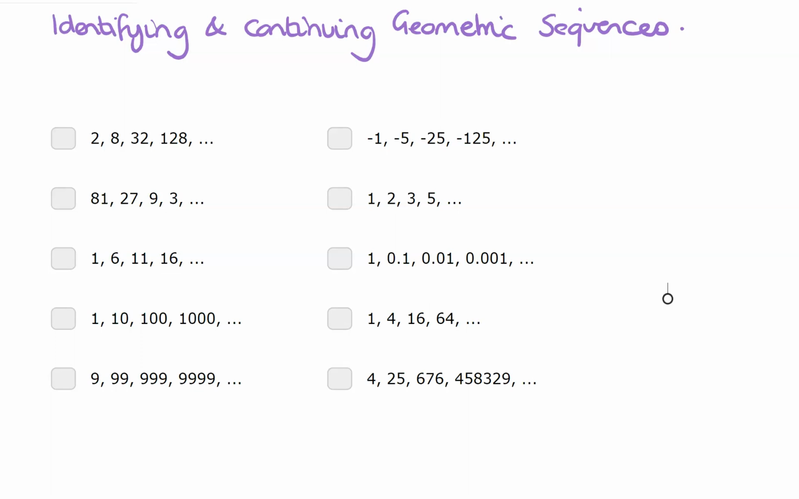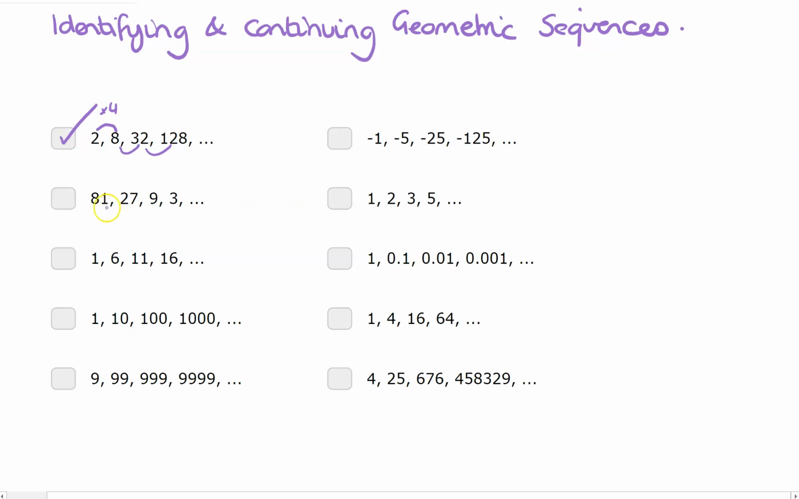So all you're looking for when you're identifying them is the multiplication. If I go with the first one, that is a times 4. Is that times 4? Yes. Is that times 4? Yes. Therefore, that is a geometric sequence.